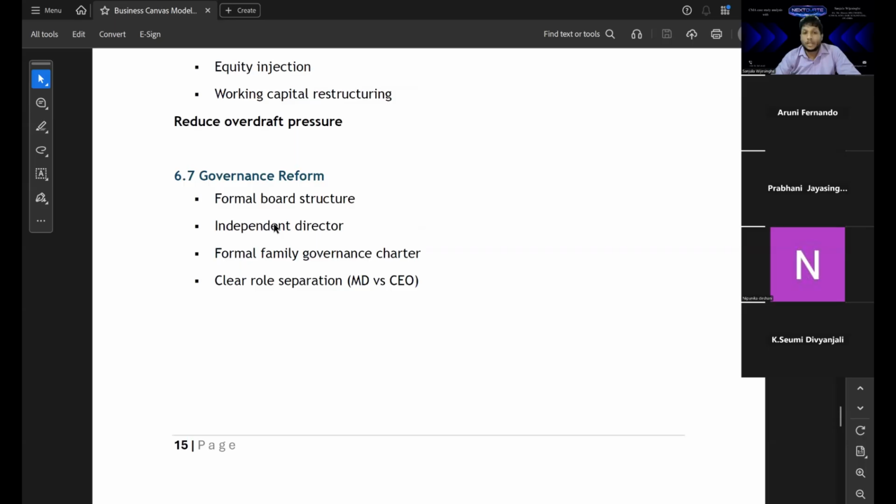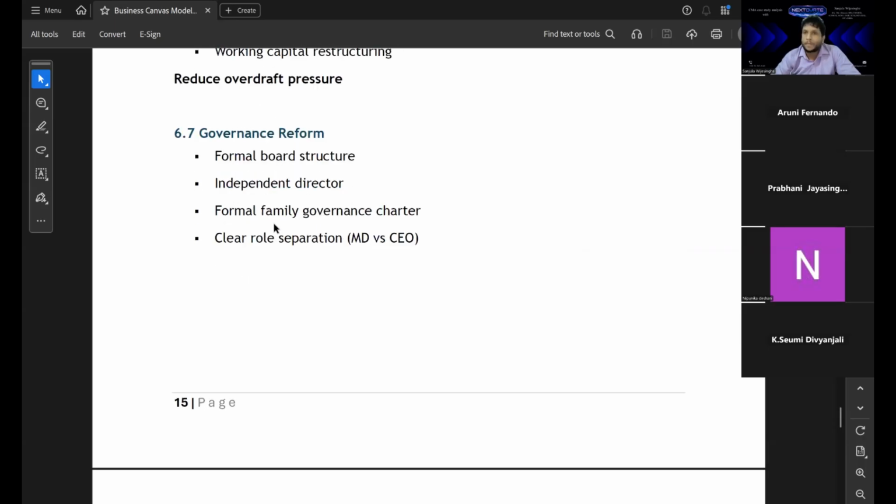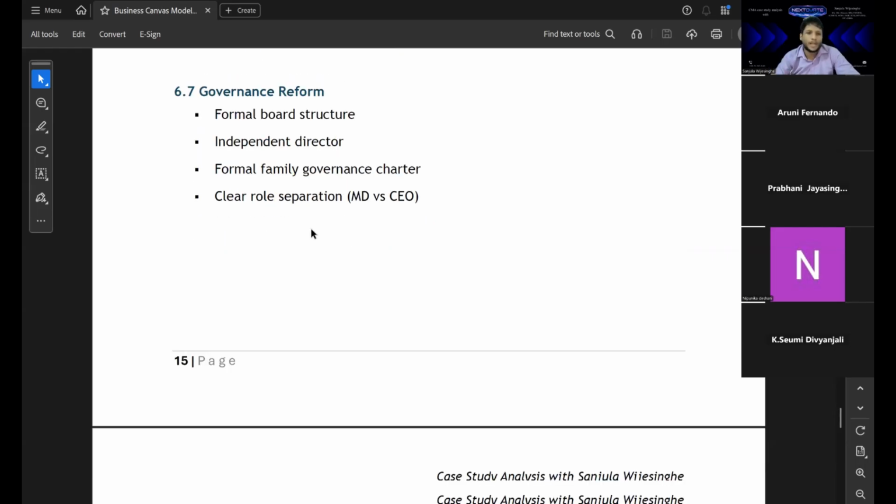Then governance reform, right? We need to talk about the governance reform as well, because since this is a family business, now you need to talk about the formal board structure, independent director, right? Formal family governance charter, and the clear role separation, managing director and chief executive officer. Those things you need to do. Please add some governance points here. That is more than enough, right?